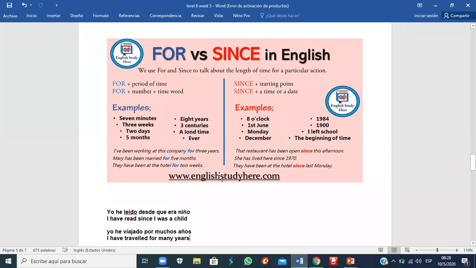These are the two most common complements that we use with the present perfect. For example, I have studied English for 10 years. I have studied English since I was 15 years old. So these are the two most common complements that we have with the present perfect.